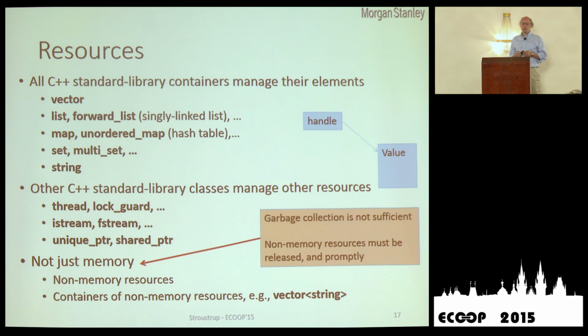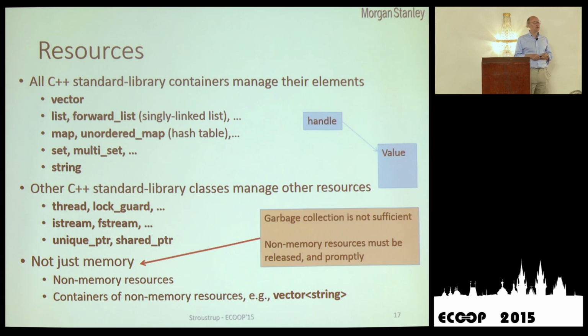So in C++, we have a whole bunch of resources. In the standard library: vectors, lists, maps, hash tables, sets, strings, thread handles, lock guards. IStreams and OStreams could be a file, that's a file handle, and so on. The point here is that, first of all, we can control their lifetime. And so they come into existence and they disappear at the earliest opportunity, and that takes care of release.